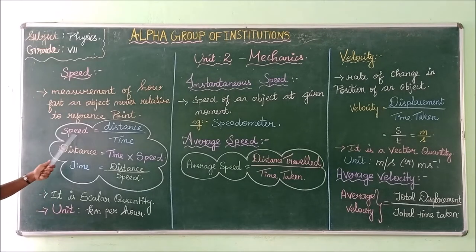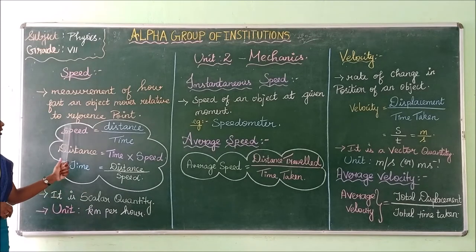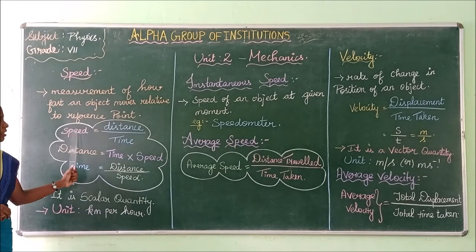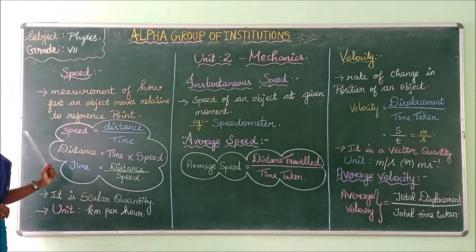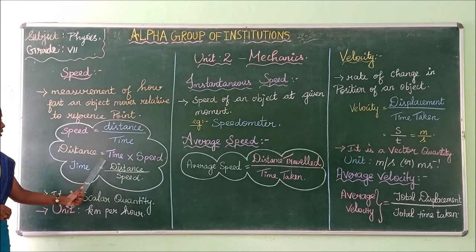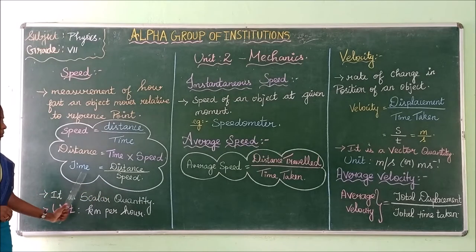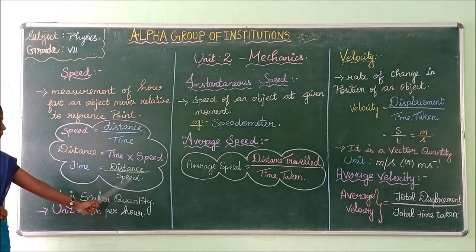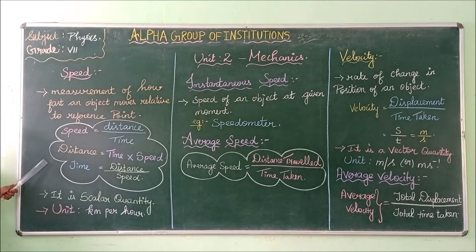You might expect problems based on these formulas. So remember all these three formulas. What is the formula for speed? Speed is equal to distance by time. What is the formula for distance? Distance is equal to time into speed. The formula for time is distance by speed. These are all the various formulas to calculate speed, distance and time.